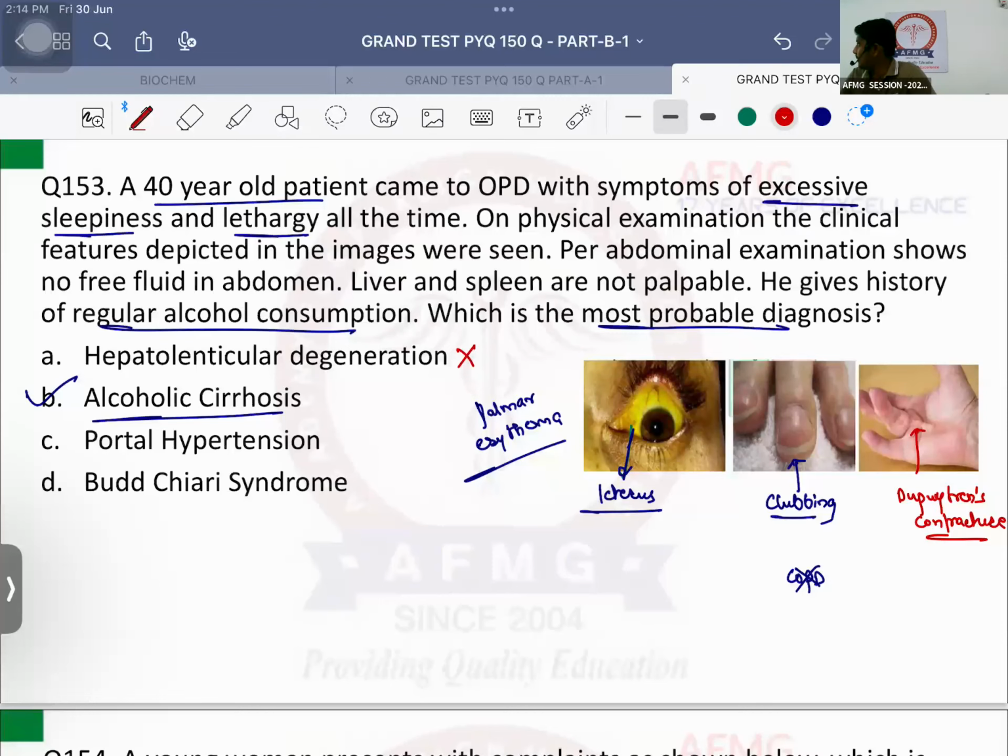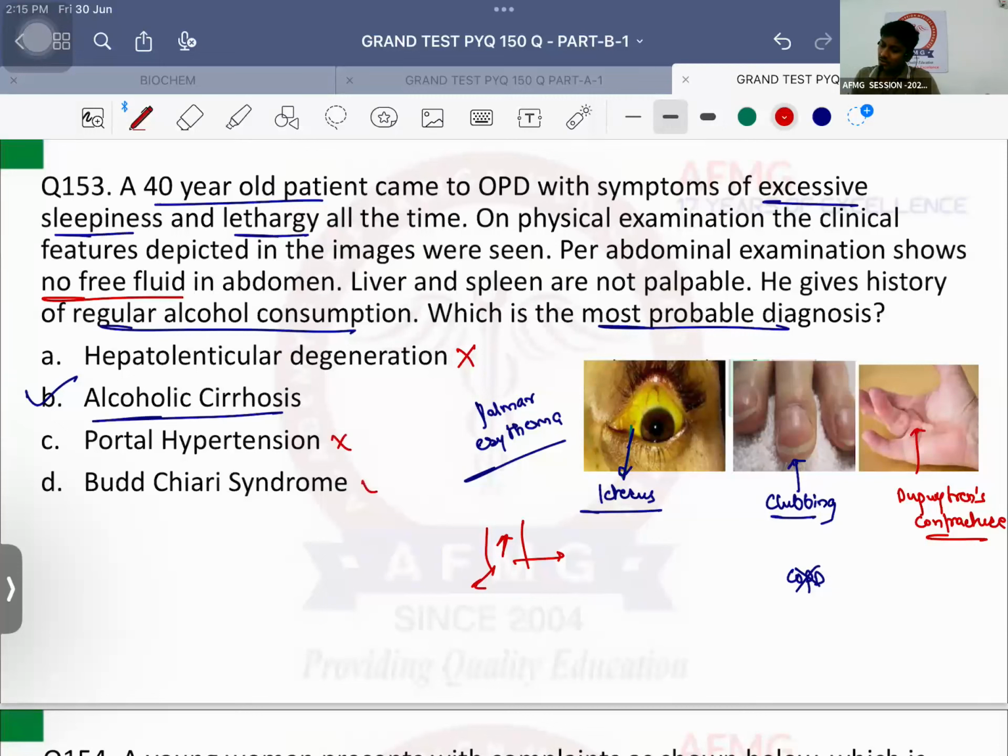Okay. Next is portal hypertension. In cases of portal hypertension, definitely they have said no free fluid abdomen. Important is portal hypertension is also a complication of cirrhosis itself. But important is that portal hypertension, whenever pressure inside portal vein increases, what will happen? The fluid will be kicked outside also, no? So that will lead to ascites. But they are saying no free fluid in the abdomen. That means chances of portal hypertension are very, very less likely in the condition.